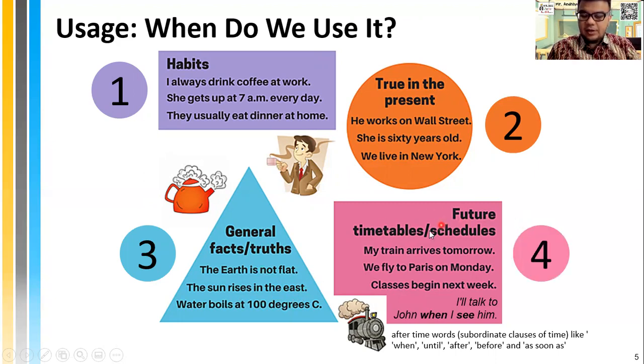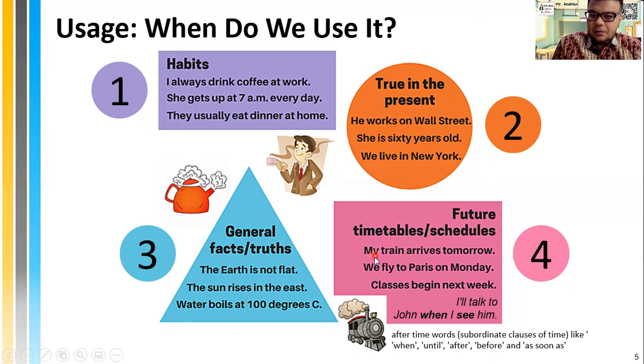And number 4 is when we want to talk about future timetables or schedules. I know, this sounds weird, right? We're using present simple tense, present, but why future? It's only when we want to talk about fixed schedules, right?